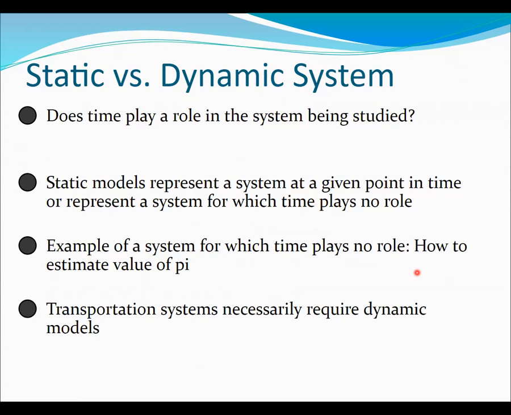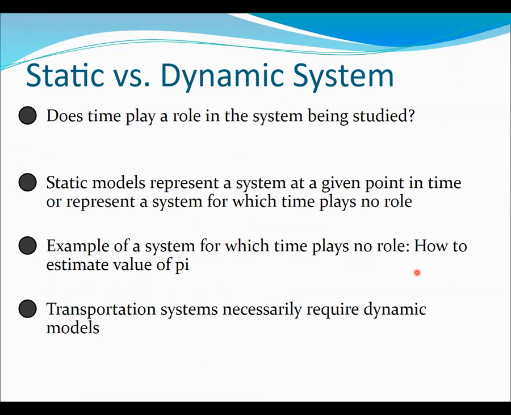I'm going to give you an example of a static simulation that you're going to do to estimate the value for pi. Pi is basically the ratio between the circumference and the diameter of a circle. That's what pi is, but how can you estimate pi using a simulation-based approach? We're going to learn to do that, and that would be an example of static simulation. It has nothing to do with time at all. The system does not change by time.